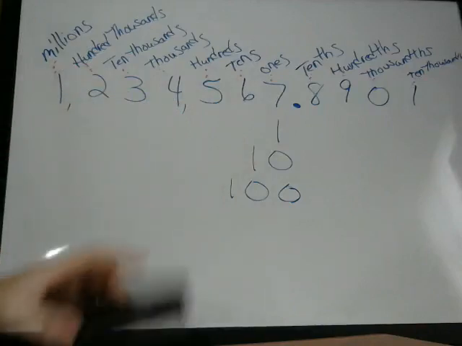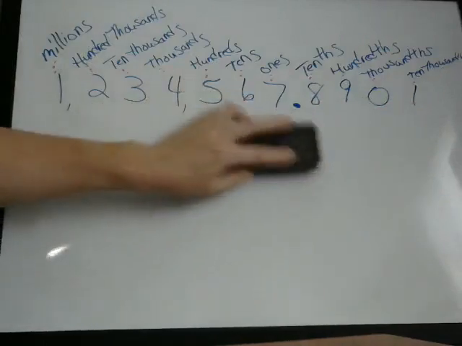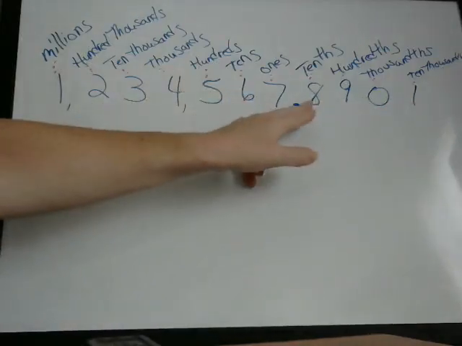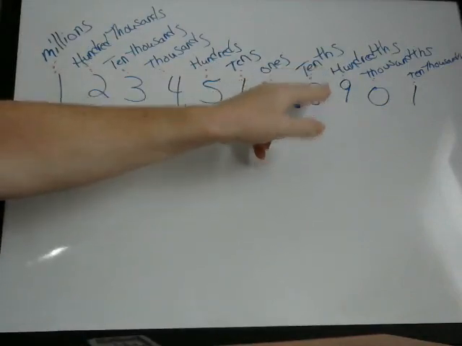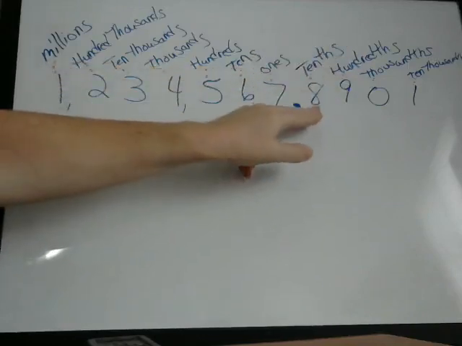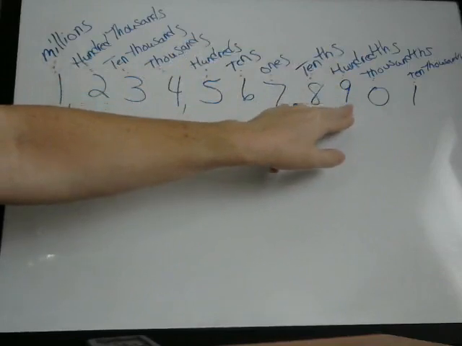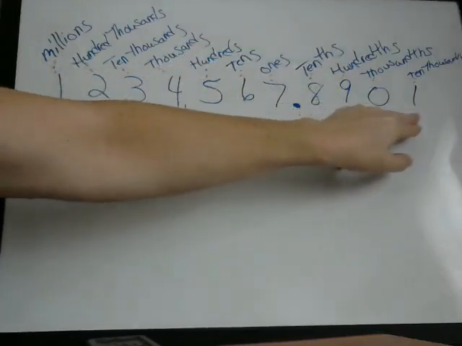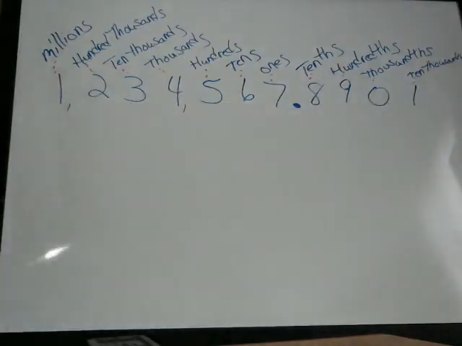When we get to the right hand side of the decimal, it's not quite the same. You'll see there's no ones here. This is the tenths, and these are the same kind of words, except they have THS on the end instead of just your normal S. So tenths, hundredths, thousandths, 10,000ths, then there will be 100,000ths, etc.